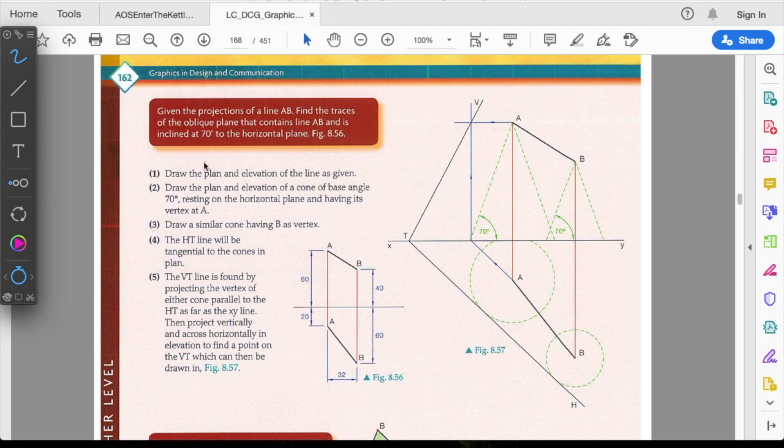So in this video, what we're going to look at is finding the traces of an oblique plane when you're given the angle or the inclination of that oblique plane to the horizontal plane, and also given points on that plane. So what you have here is the points A and B. You'll see the information for it over in this one.